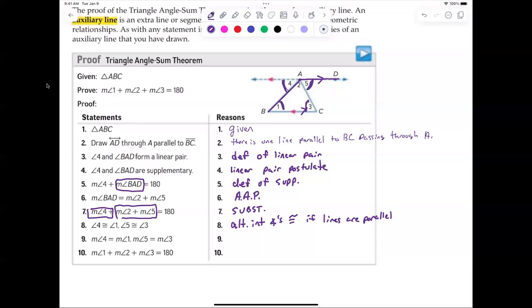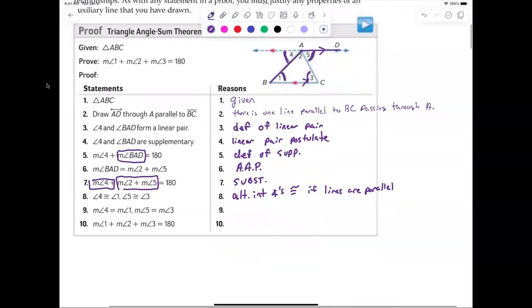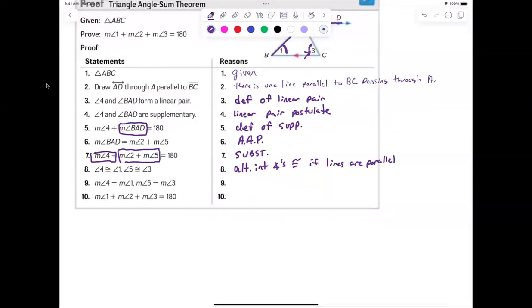All right. So now that that's true, the next part, number 9, is what? Right. Definition of congruent. And then statement 10.